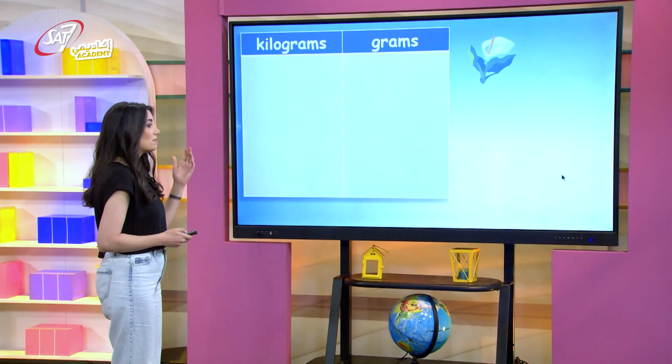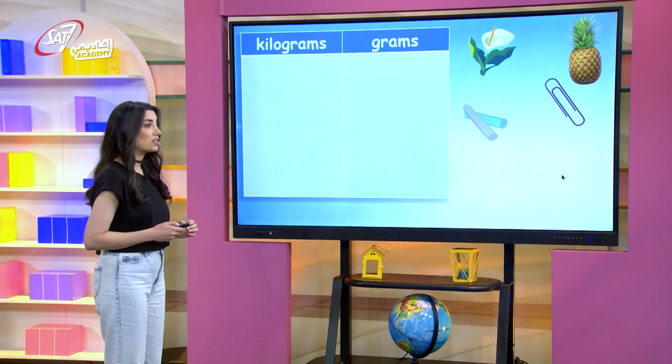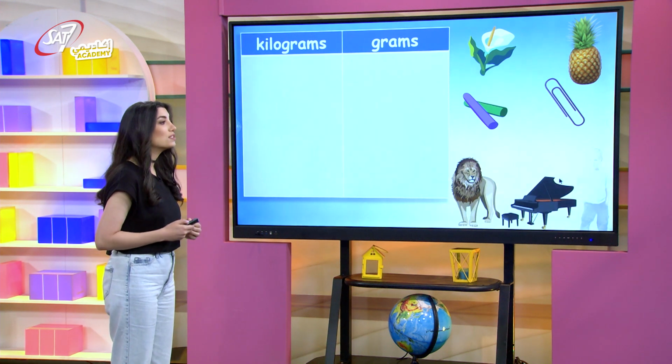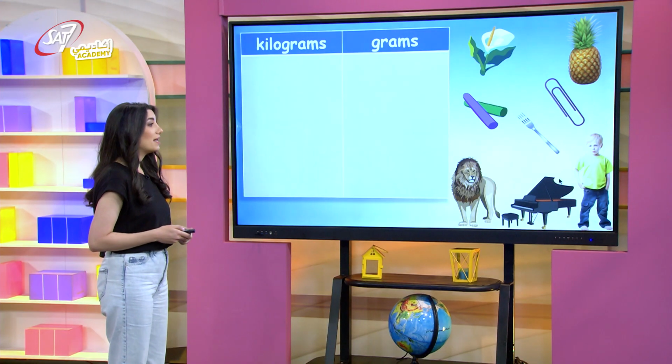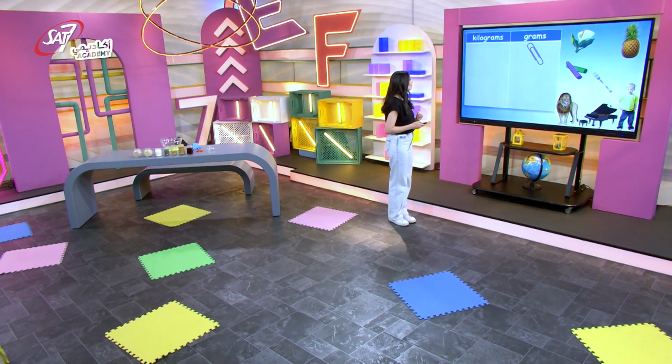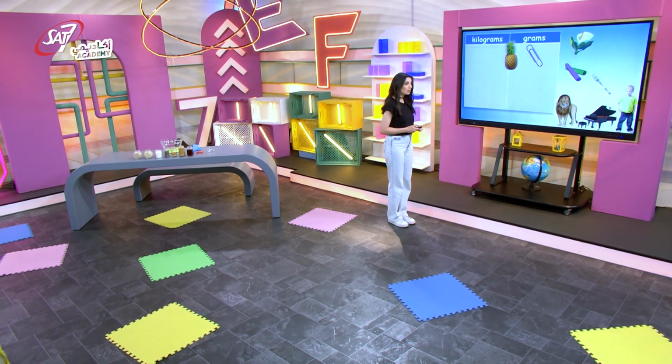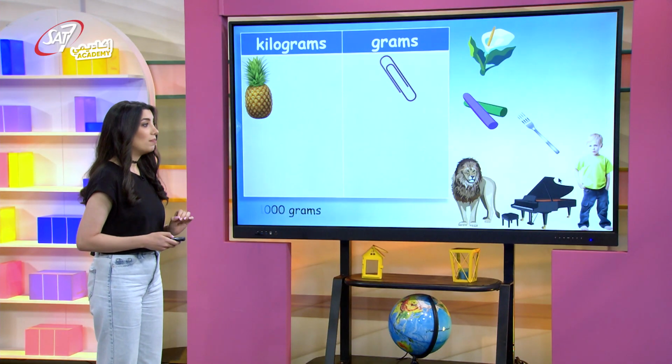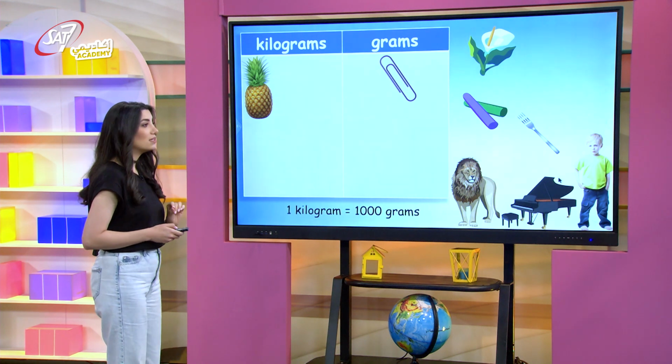Look at these items here. If we must measure them, which unit should we use for each? Let's begin with the pineapple and the paperclip. We will place the paperclip in the gram section and the pineapple in the kilogram section. In fact, a paperclip weighs exactly 1 gram, and the pineapple weighs around 1 kilogram. Each kilogram makes 1,000 grams.